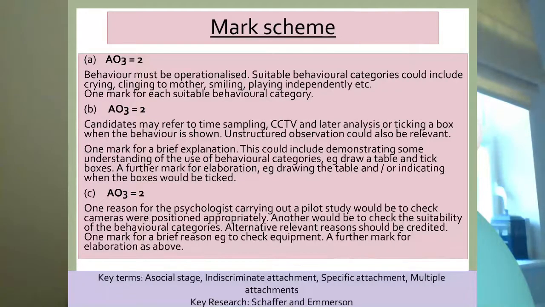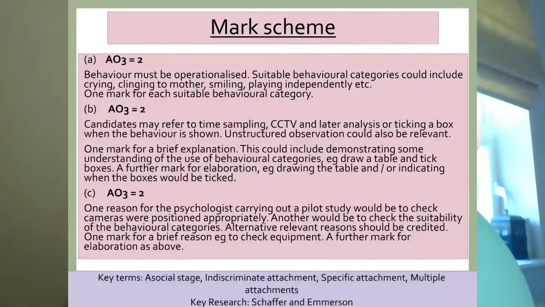The second question, you could use time sampling, you could use CCTV, you could tick a box when the behaviour is shown. 1 mark if it's brief, and then your second mark for your elaboration, so the example there: draw a table and tick the boxes when the behaviour occurs. For example, when the child cries, this should be marked as 1 occurrence, something like that for 2 marks.